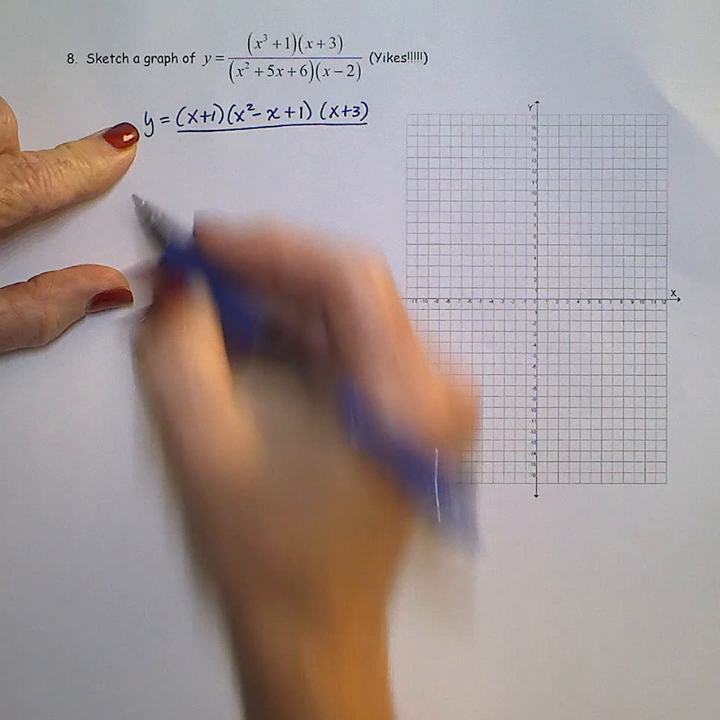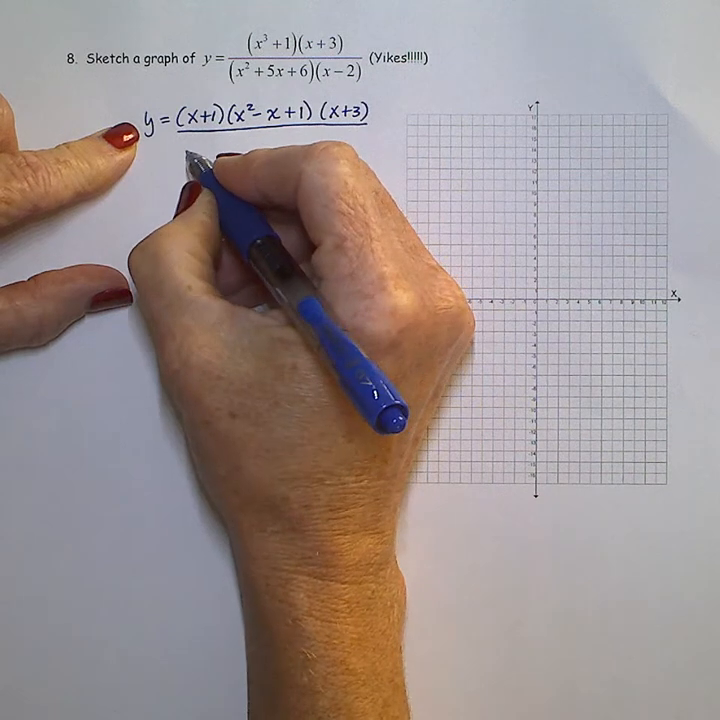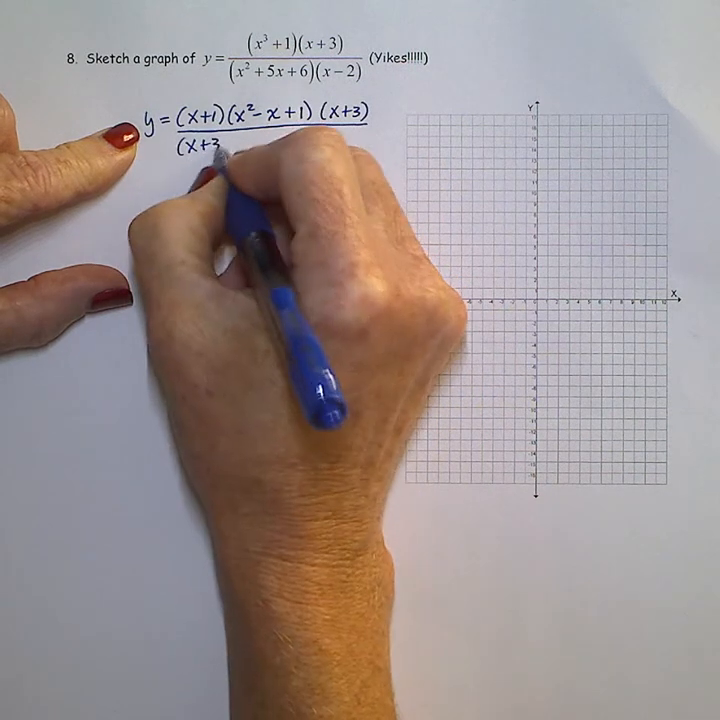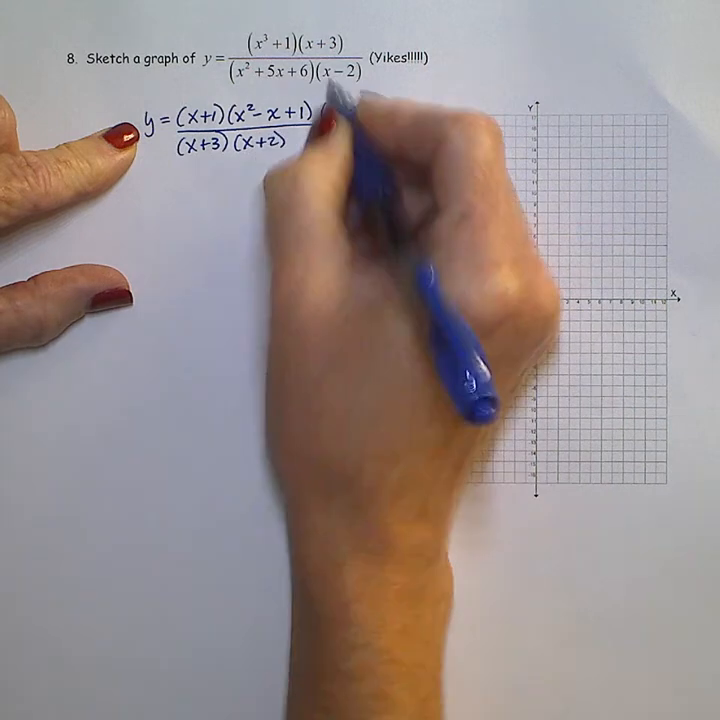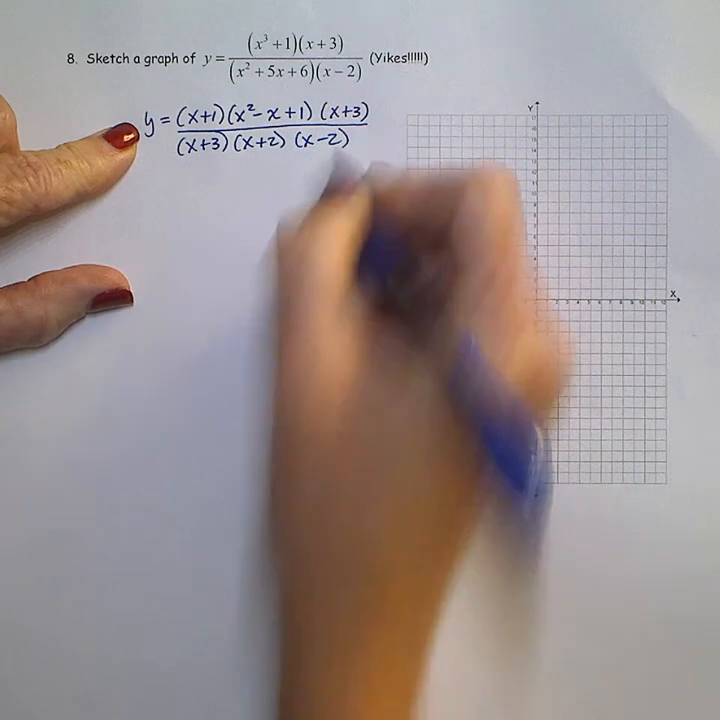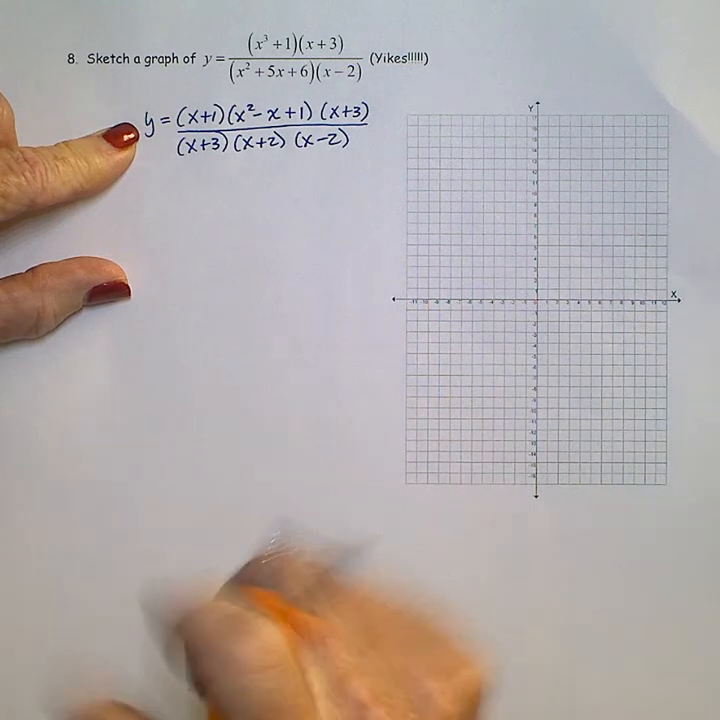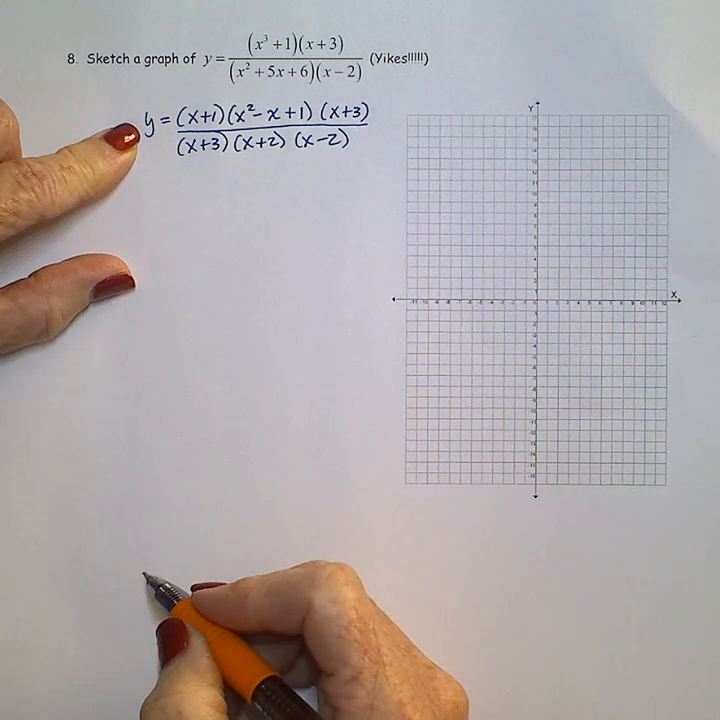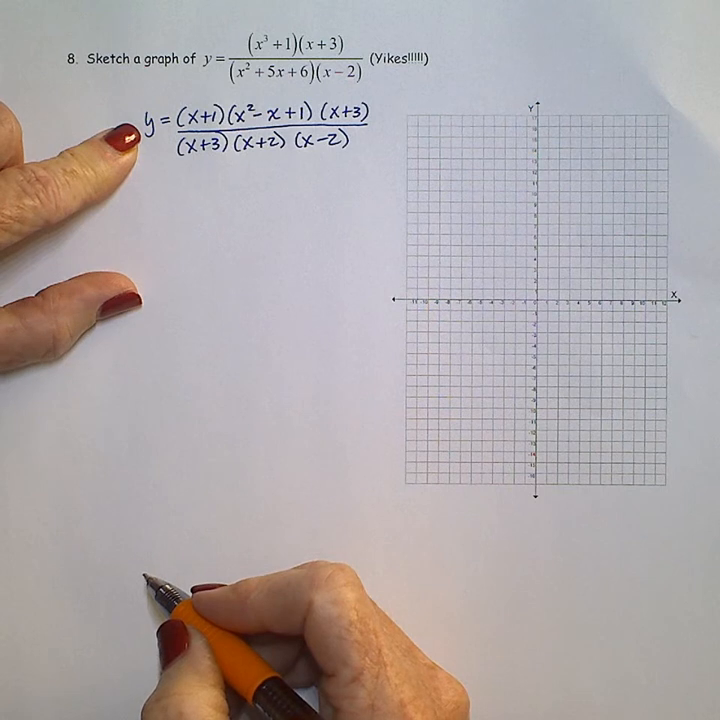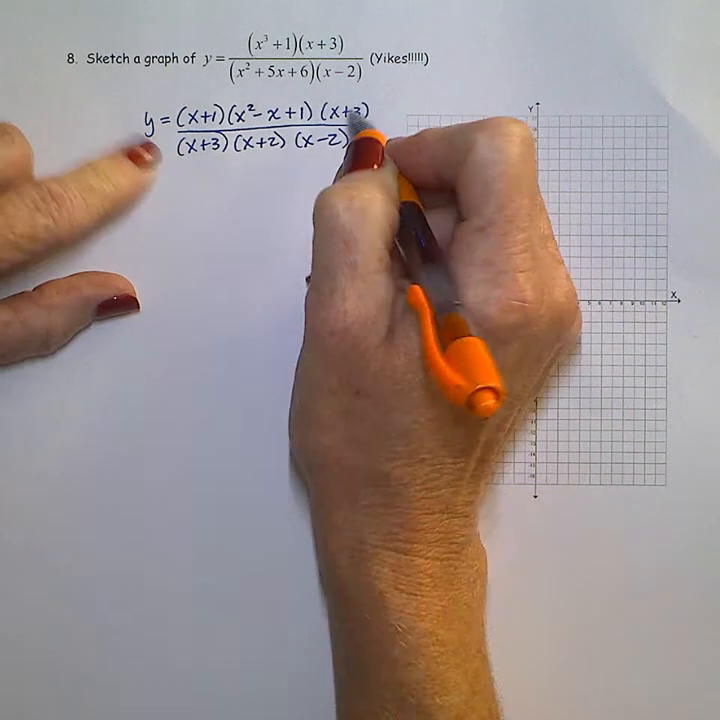Ryan, can you factor that one for us? Yeah, x plus 3, x plus 2. X plus 3, x plus 2, and that original x minus 2 is still there. All right, now what do you see? Simani, what do you see? The x plus 3 divides out, sure.